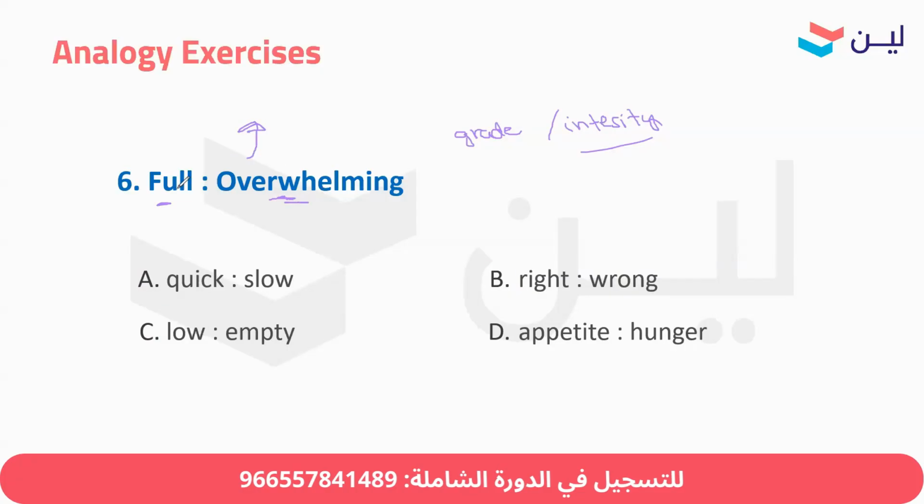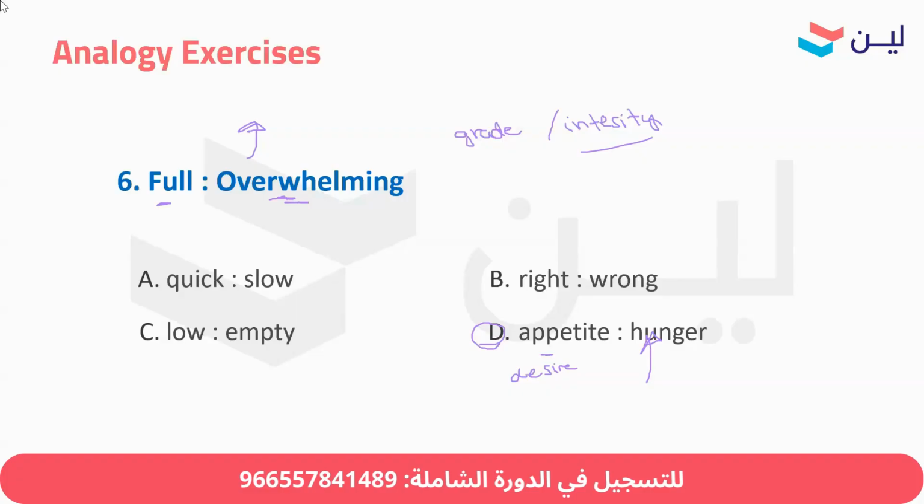Overwhelming is a higher degree of full. Which one is correct here? Good, good, good. Amazing. Yeah. So yes, exactly. Yes. D. Appetite is to hunger. You have appetite, you desire to eat. Okay. But when I say hunger, this is a higher degree than the first one. Good job. Let's move.